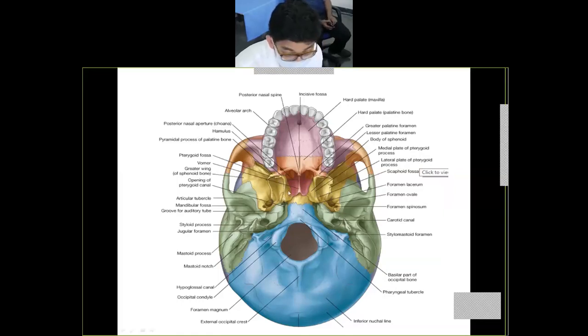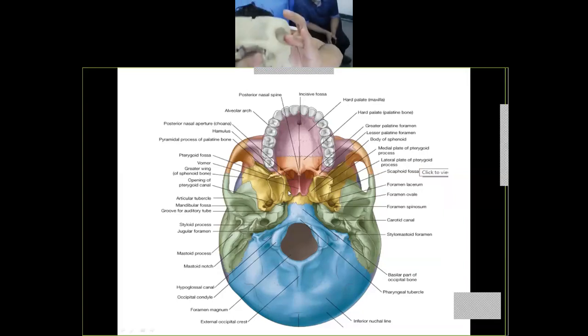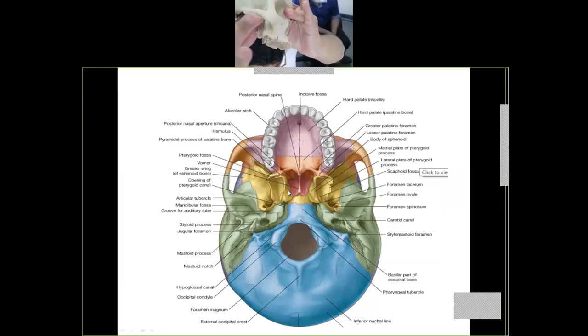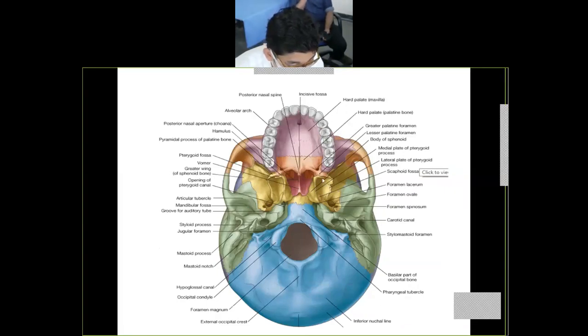These processes extending down like this are the pterygoid plates. You can appreciate this pterygoid plate over here. This is the pterygoid plate on either side.